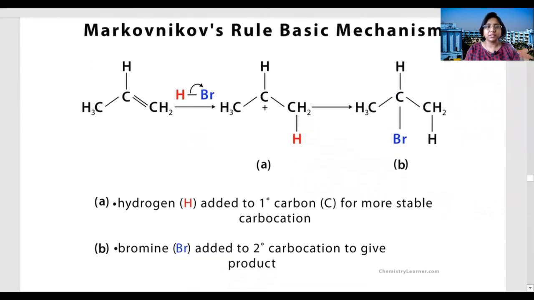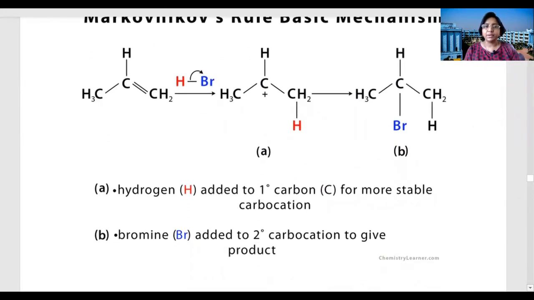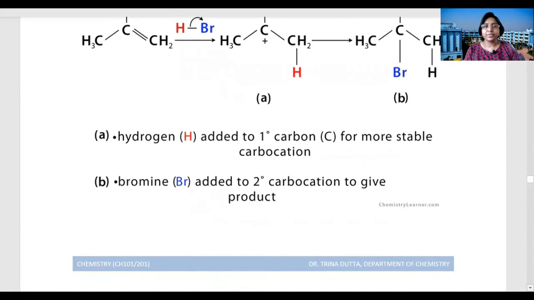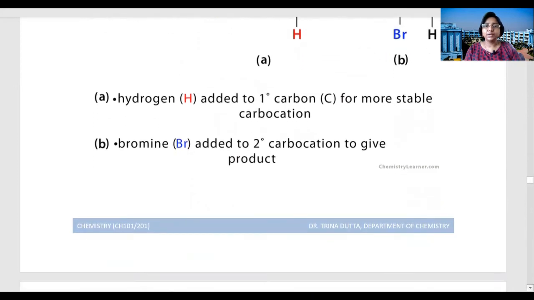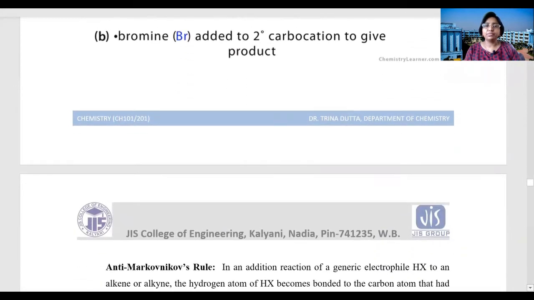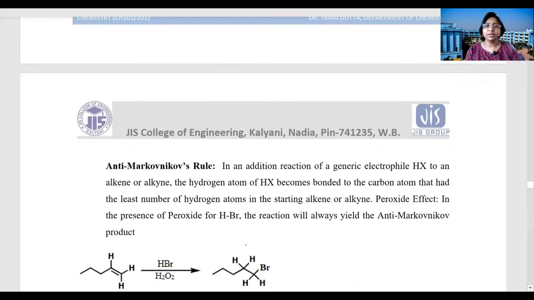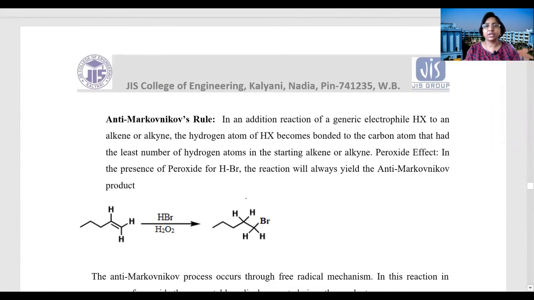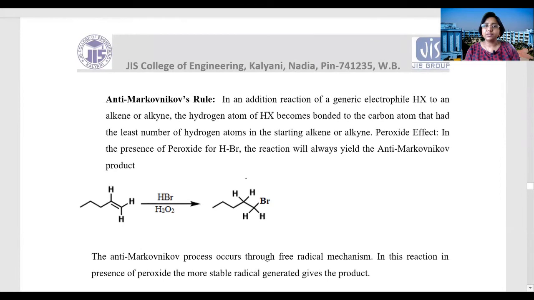Okay, so I hope that you are very clear about the mechanism of Markovnikov rule, how the addition reaction takes place. So hydrogen is added to the 1 degree carbon for a more stable carbocation. Bromine is added to the 2 degree carbocation to give the product. Next is the anti-Markovnikov rule. That is just the reverse of the Markovnikov rule.